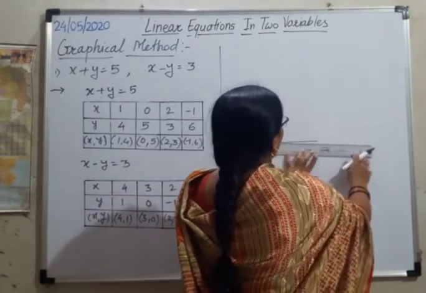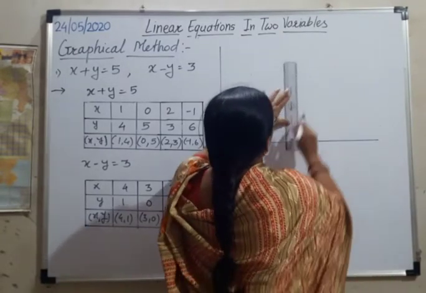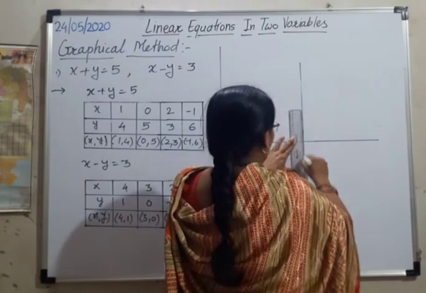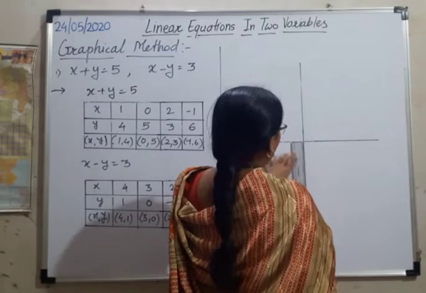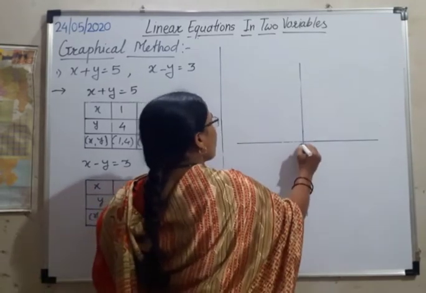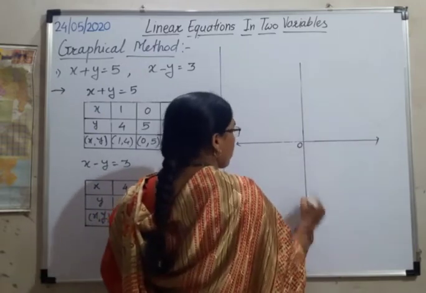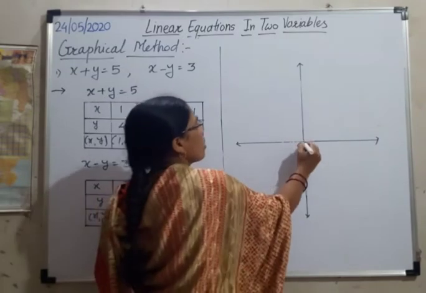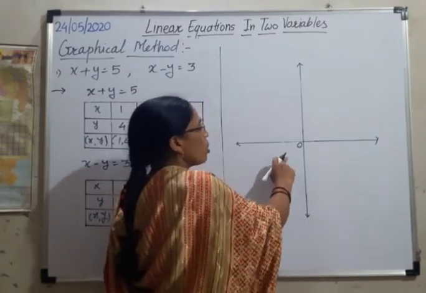Now see, first you have to draw the horizontal line, which is the x-axis, and then the vertical line, which is the y-axis. The x-axis and y-axis are perpendicular to each other, and the intersection of these is O. The coordinates of O, the origin, are 0, 0.